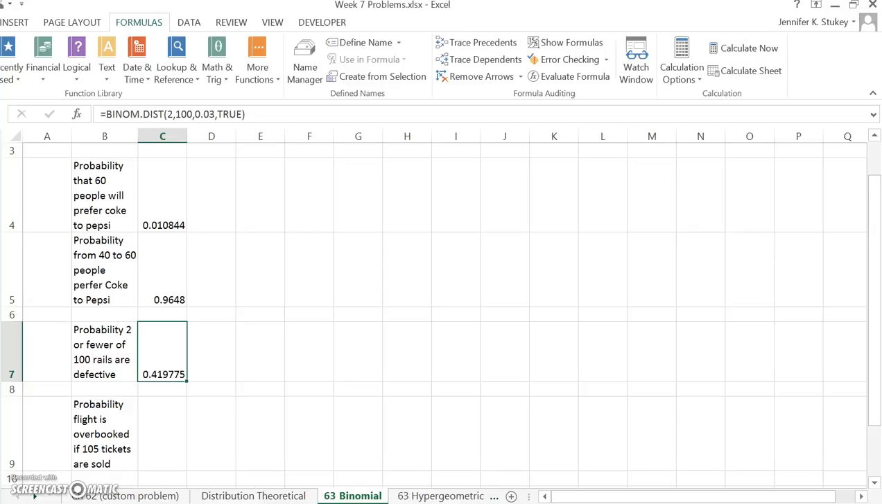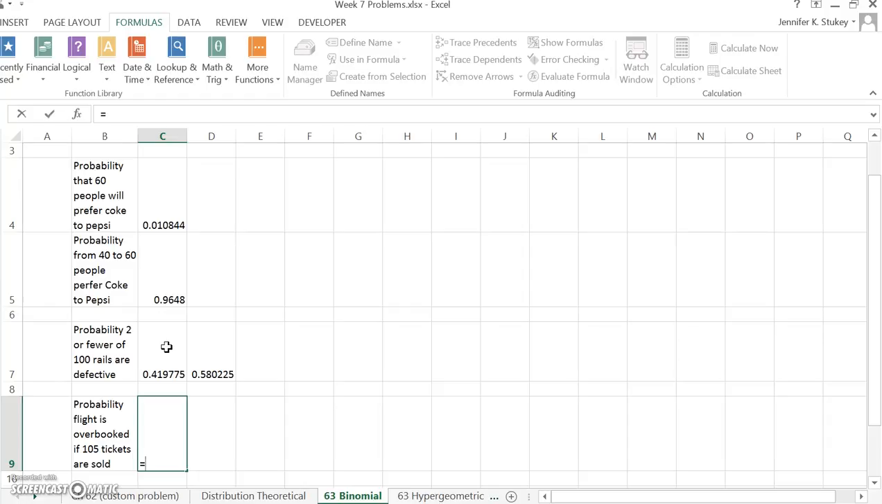So if you're good with math here, you can tell that that means that there is a roughly 58% chance that this shipment is not going to be accepted. Your company might want to do a little bit more in order to overcome that defective rail problem before it's actually shipped out. All right, so let's do real quick the probability that a flight is overbooked.